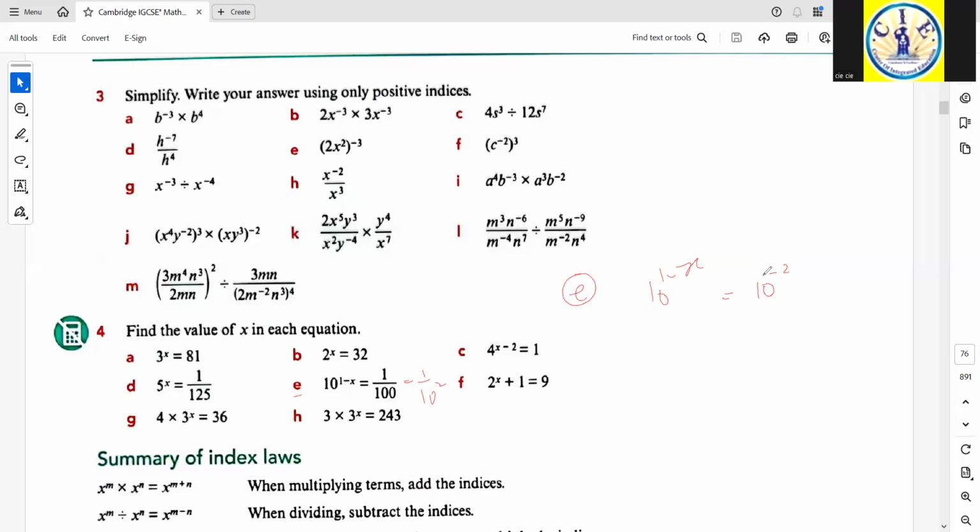When it is shifted in the numerator, the sign of the power would change. So now the bases are same, the powers should be equal, 1 minus x should be equal to negative 2. So x should be equal to 1 plus 2, that is 3. So this is how we need to simplify them. For part F, 2 raised to the power x plus 1 is equal to 9. So 2 raised to the power x is equal to 9 minus 1, that is equal to 8. So 2 raised to the power x is equal to 2 raised to the power 3, generating x is equal to 3. So this is how we need to simplify them.